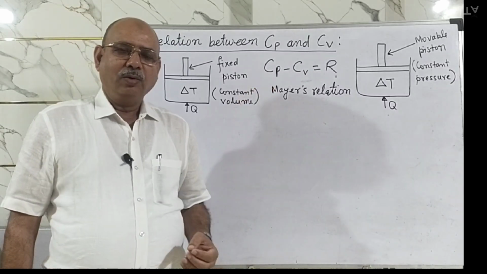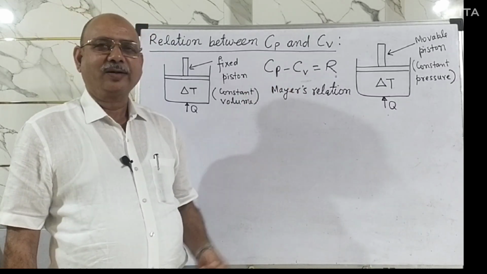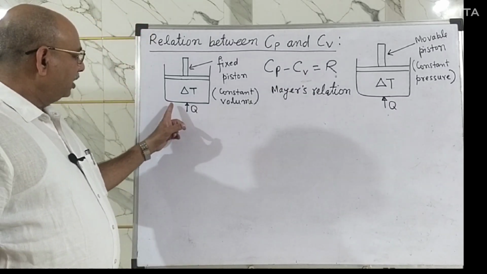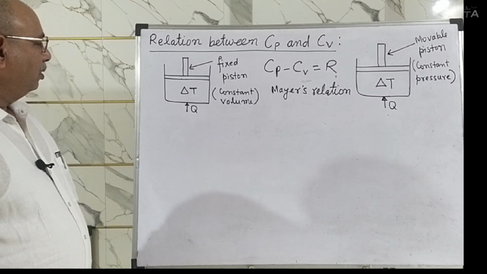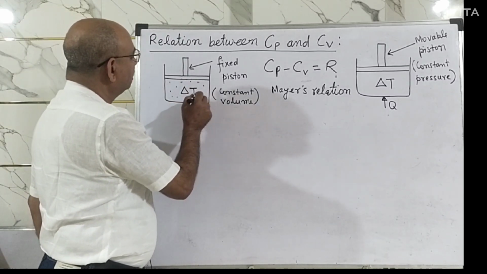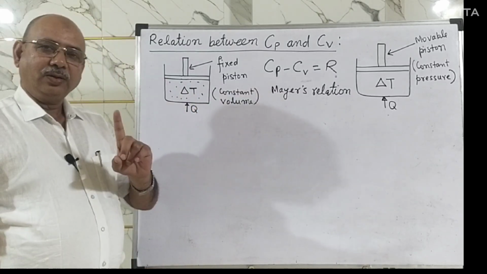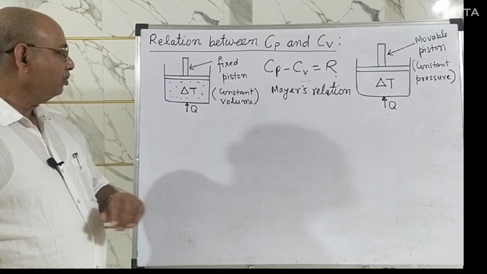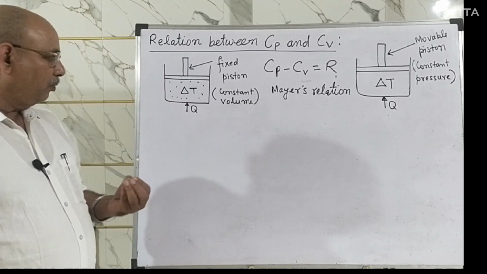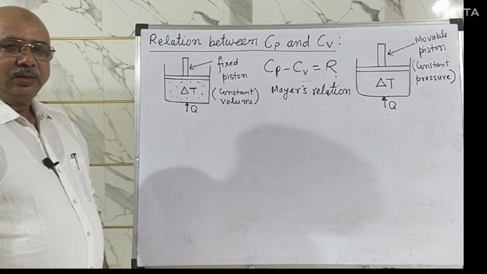Cp is the molar heat content at constant pressure and Cv is at constant volume. Let's take the first case. We heat an ideal gas of 1 mole at constant volume. That means here the piston is fixed. When we provide heat, the temperature will rise.